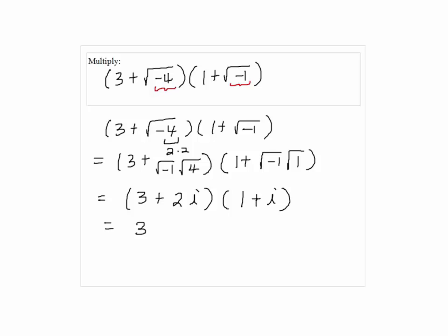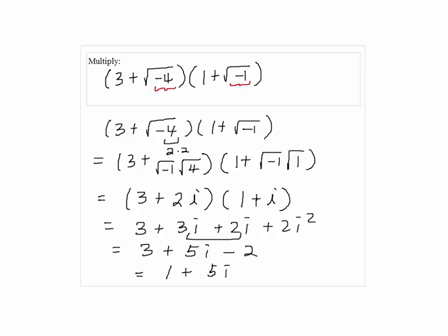By foiling, we have 3 plus 3i plus 2i plus 2i squared. By combining like terms, we have 3 plus 5i minus 2, which will give us 1 plus 5i as the answer.